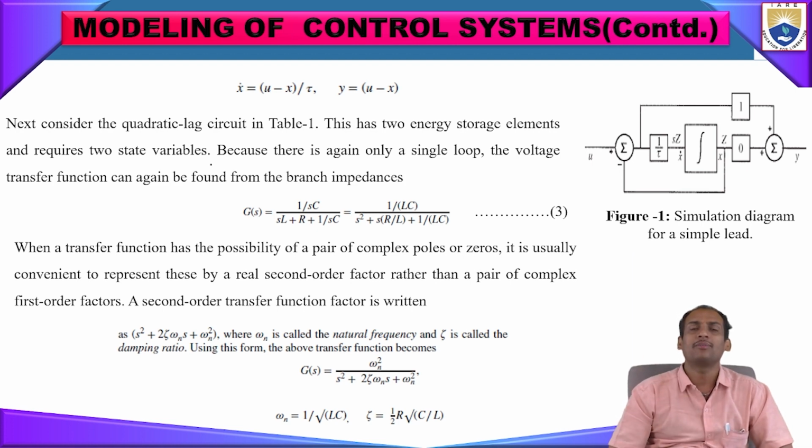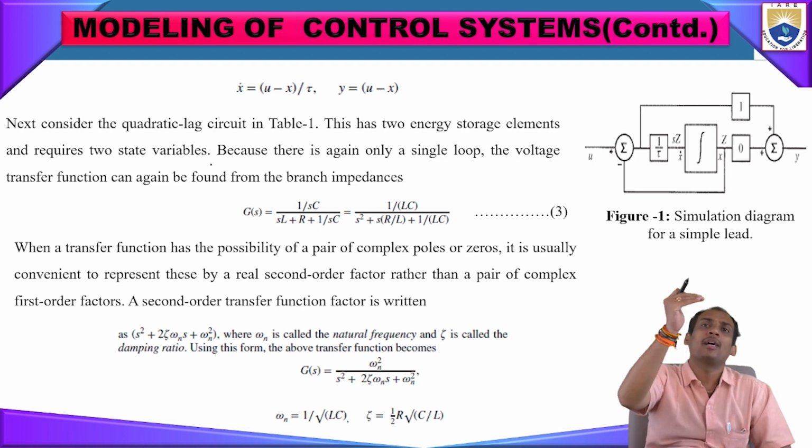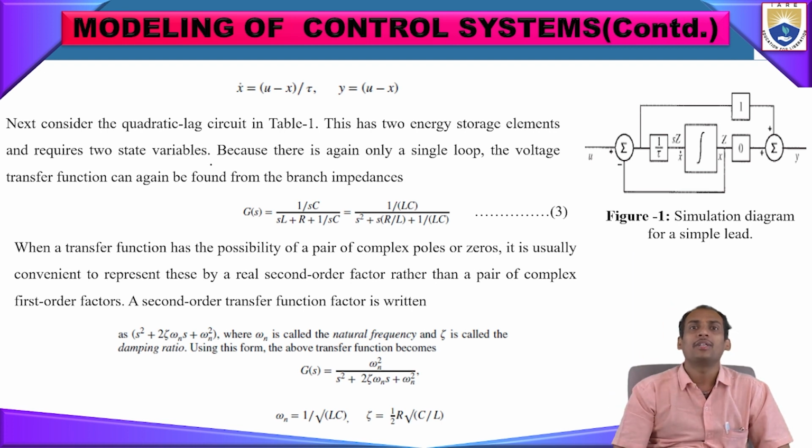So this equation we already got from how that mathematical equation can be converted into the Laplace transform equation. When the transfer function has the possibility of pairs of complex poles and zeros, it is usually convenient to represent these by a real second order factor rather than a pair of complex first order factors.